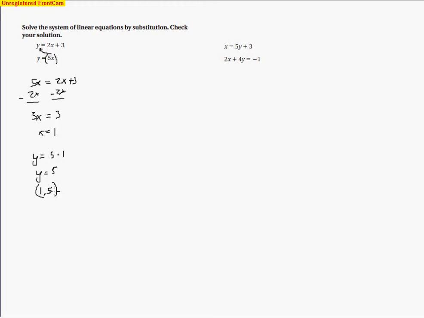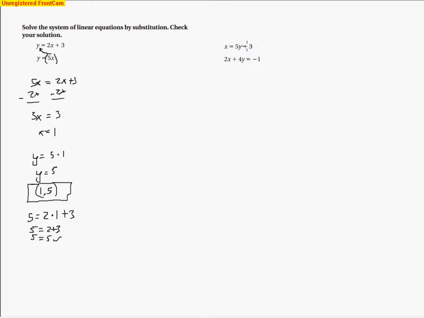But I'm going to check my answer. I'm going to plug it back into this equation, see if I get an identity. So I'm going to write 5 equals 2 times 1 plus 3. And sure enough, 5 equals 2 plus 3 is 5, and I get an identity. So I know I'm right in this case. 1, 5 is the point where the two lines cross.